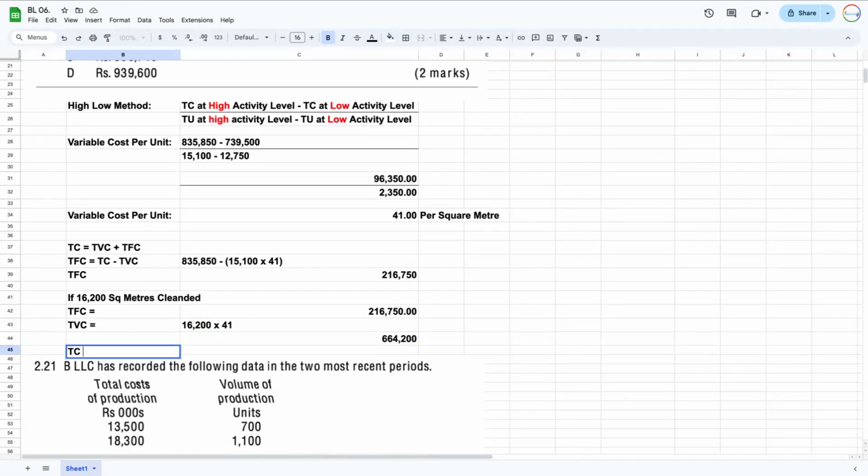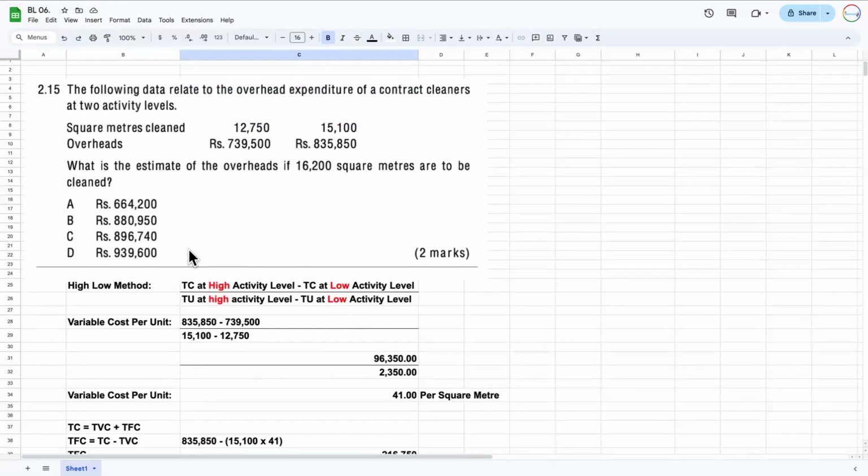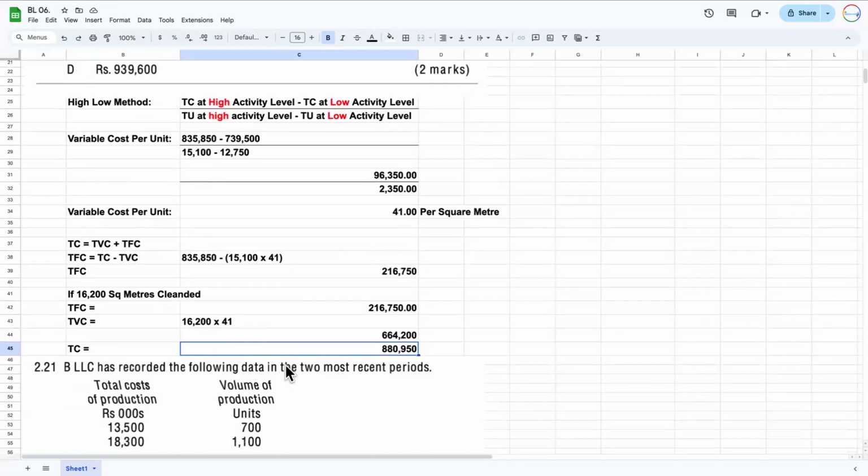So the total cost, it means the total overhead, is going to be 2,16,750 plus this variable cost. It is going to be 8,80,950, right? So this is the overhead. Yes, we have to add both the fixed cost and the variable cost. So the answer is going to be 8,80,950. That is option B. Did you understand the method?